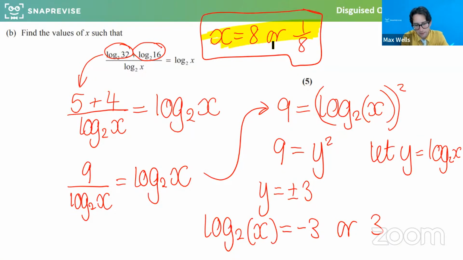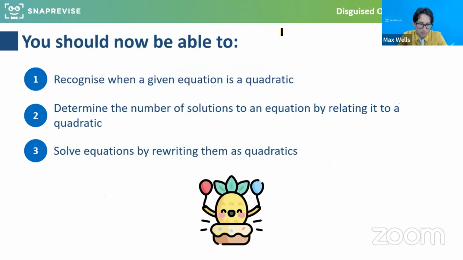So I think that's it for all the practice. I know a few people had a couple of questions there as well. I'll just wrap this up. But what we've done there, we've recognized given equations are quadratic, looked at the number of solutions, the idea of the discriminant, and solved some really complicated problems.